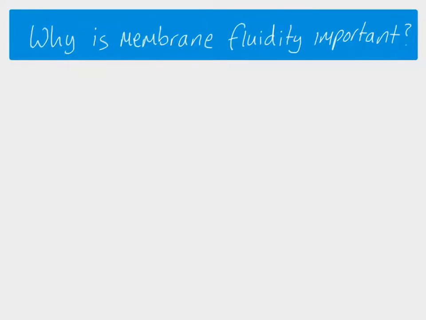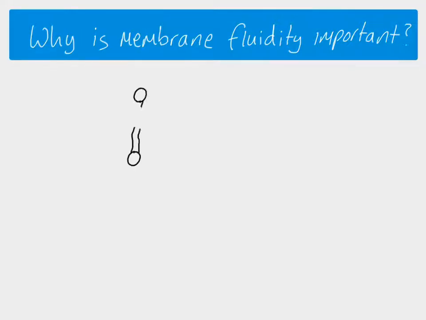Okay, so it's the fluid mosaic model. The mosaic part we've done. What about the fluid part? Well, first of all, we have to think about why it might be important that membranes are fluid. The membrane is fluid. It's a bit like the consistency of olive oil. It's not a solid. That's important. Let's just think about why it might be important.